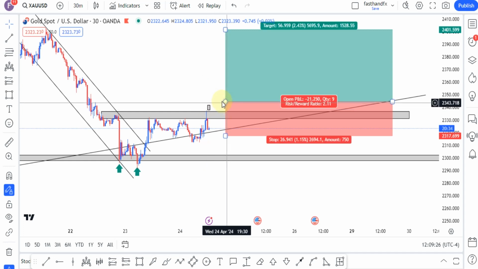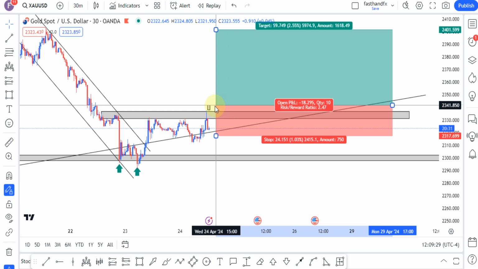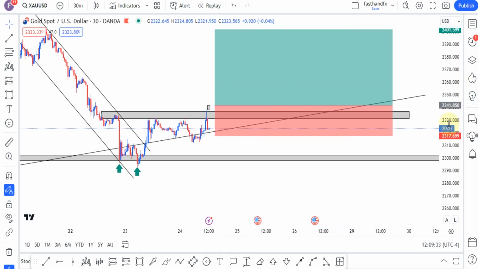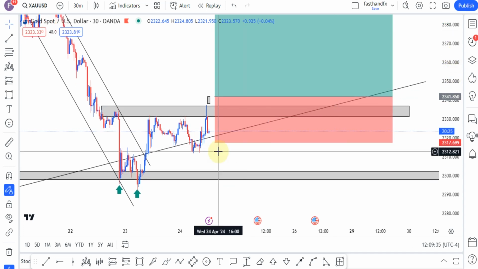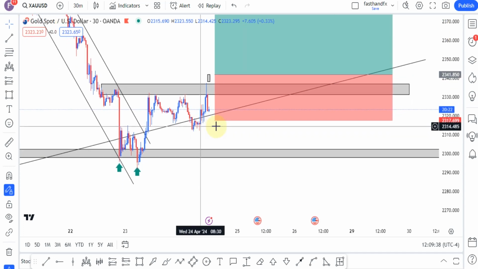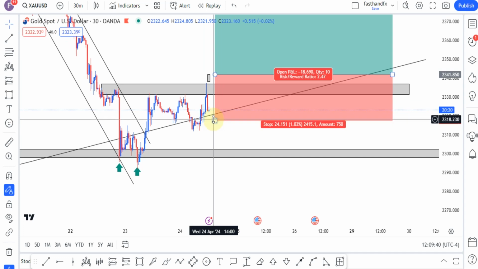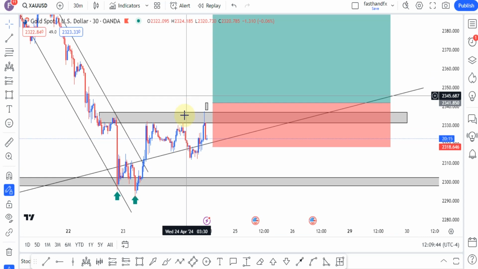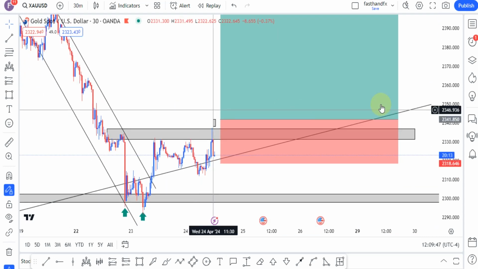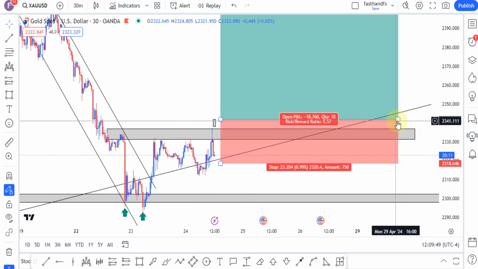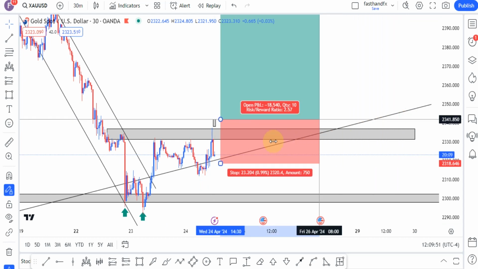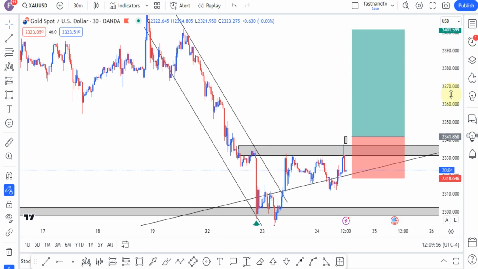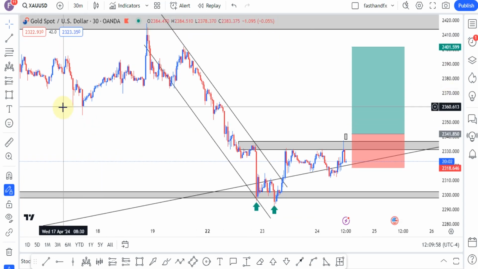Then we can take our entry at this point. Our stop loss will be just right below this area. We put our stop loss down here, which will be maybe our immediate low. Then our take profit will be all the way up there, but we can still take some profit around these areas, because these are key areas that you should not ignore.